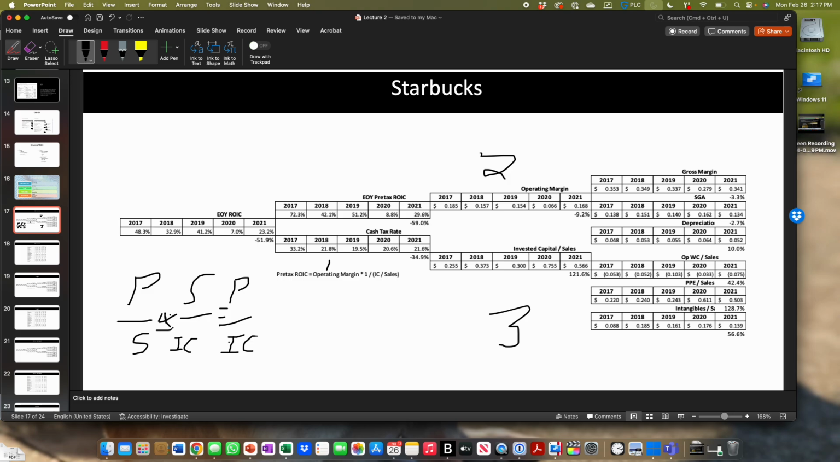And that led with a lowering of taxes, which should have helped them a little bit, 33 to 22, but not enough to offset the drive of end-of-year ROIC going from 48 to 23.